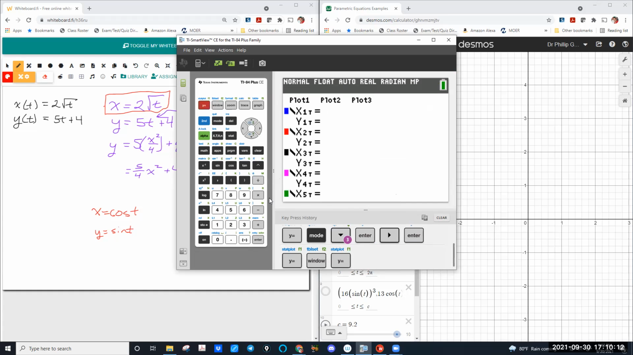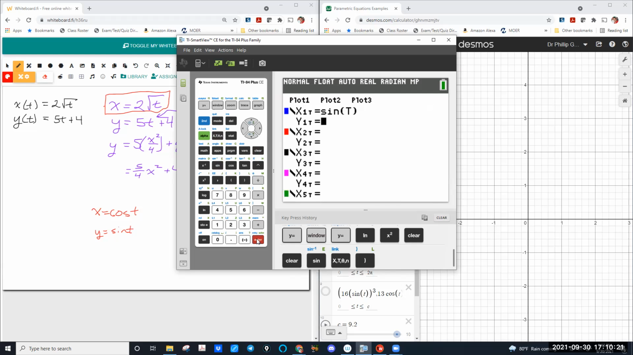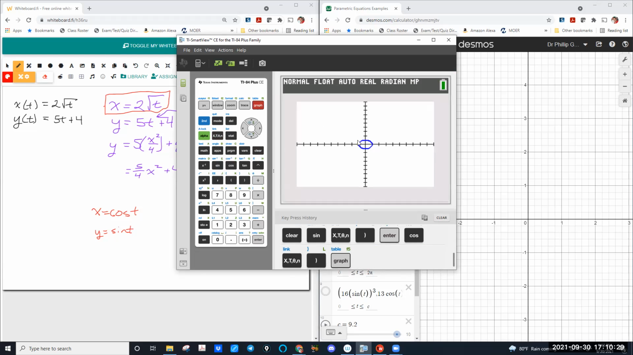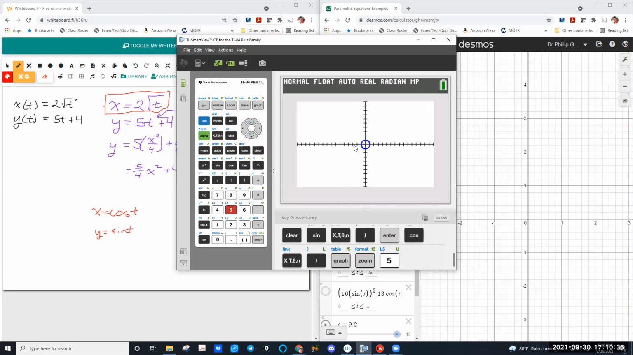So if you wanted to do the unit circle in here, sine. So you do have the ability, now it's not circular because of the way it's zoomed. If we do a zoom square, we should get a bit more circular shape.